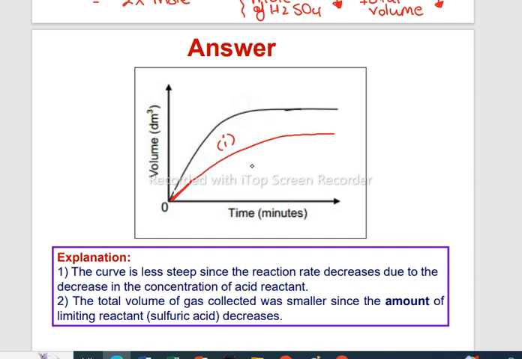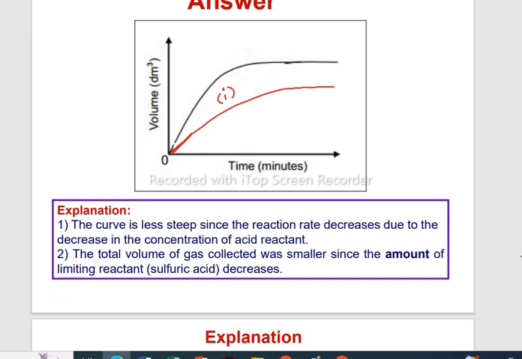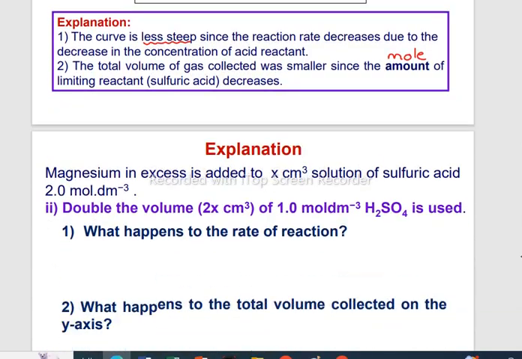As an explanation, the curve is less steep since the reaction rate decreases due to the decrease in the concentration of acid reactant, and the total volume of gas collected was smaller since the amount, which is the mole number of the limiting reactant, which is the sulfuric acid, decreases. So these 2 points, as an explanation, are the 2 different questions that we previously answered. Now we will apply on more questions.